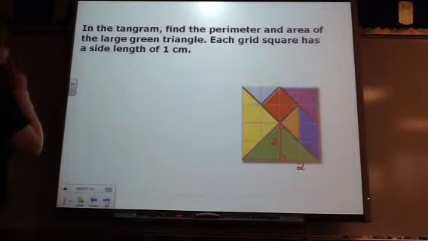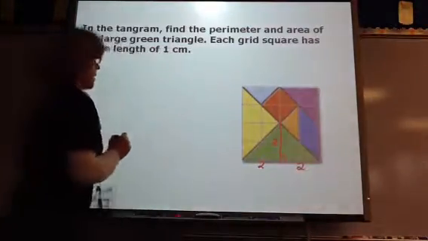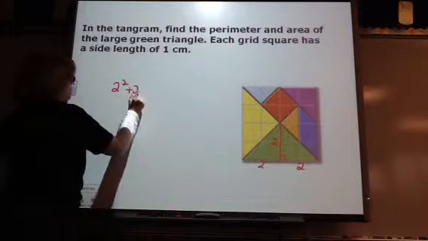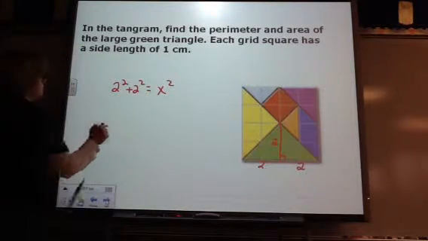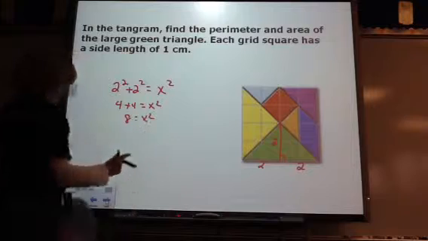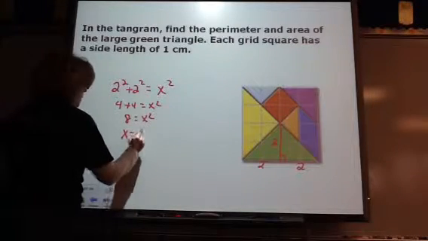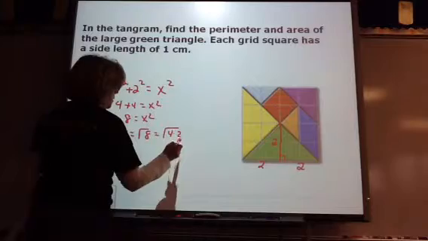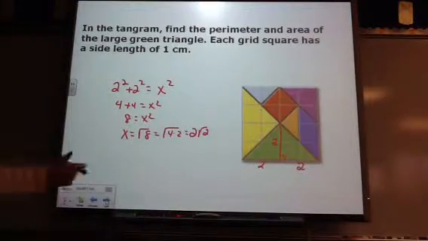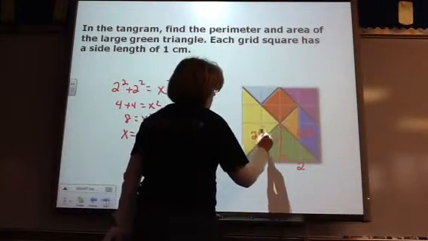So we're trying to find the perimeter. This here is 2, so we need these lengths here. Okay, so to find the hypotenuse I can take 2 squared plus 2 squared and get, let's call that x squared. So I have 4 plus 4 equals x squared. So x is going to be the square root of 8, which is 4 times 2, which is 2 square root of 2. So this measurement here is 2 square root of 2. This measurement here is 2 square root of 2.